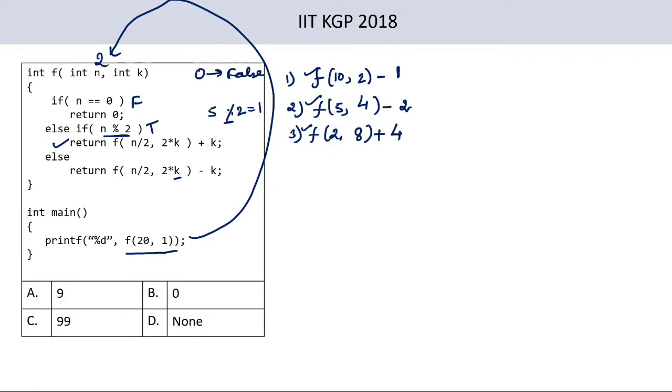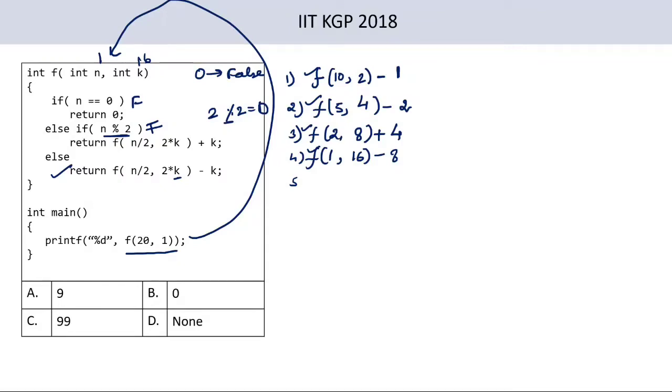So n becomes 2 and k becomes 8. When you call 2 and 8, is n equal to 0? No, because n is 2, the condition is false. Else if 2 modulo 2, what is 2 modulo 2? The remainder is 0. So when the remainder is 0, the condition becomes false. So now you will not call this and you will call else. f of 2 by 2, which is 1, because when you divide 2 by 2 you get quotient 1. 2 into k, the current value of k is 8, so 2 into k becomes 16, minus k, which is 8. Fine. Next you call the function with value 1 and 16.